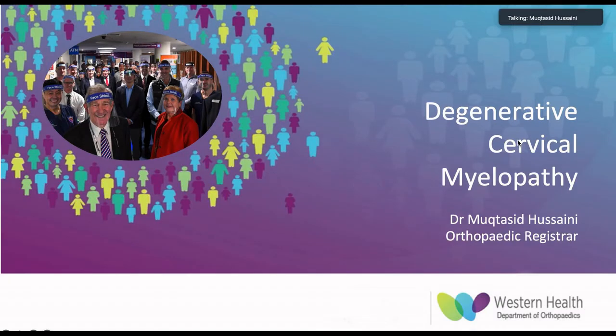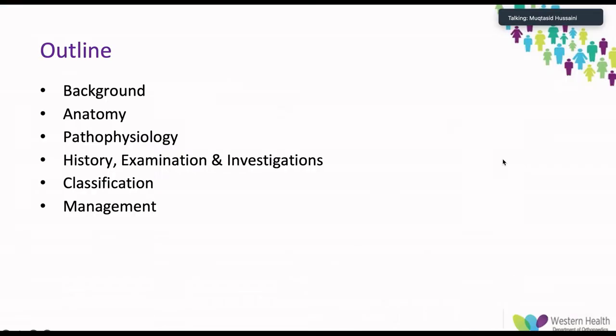So today I'll be talking about degenerative cervical myelopathy. So just a bit of an outline. I'll be going through some of the background, the relevant anatomy, pathophysiology, what to look for on history, examination and investigations, classification and management of the condition.